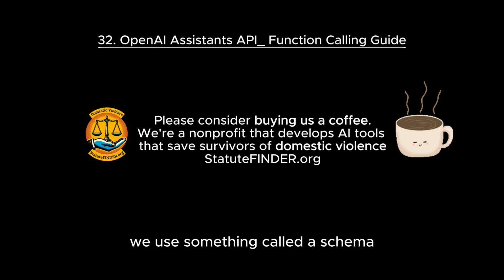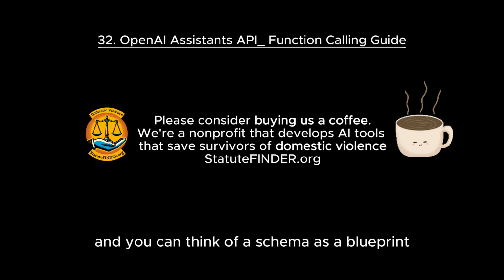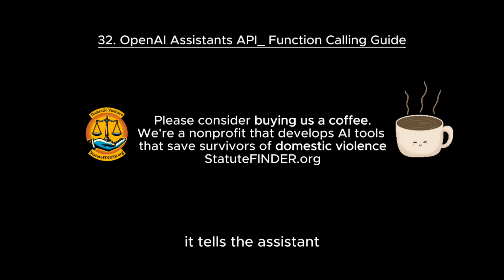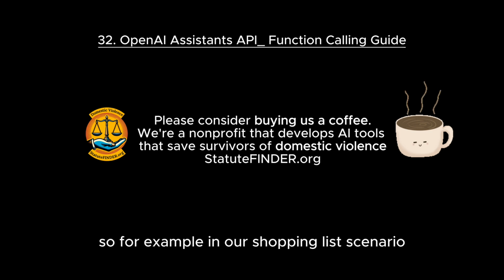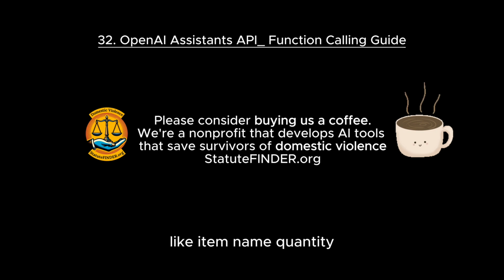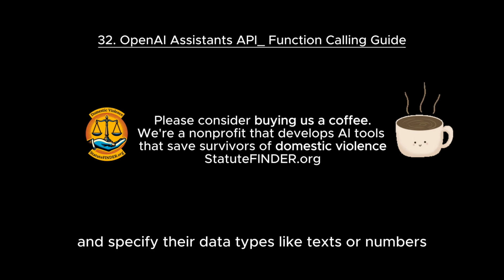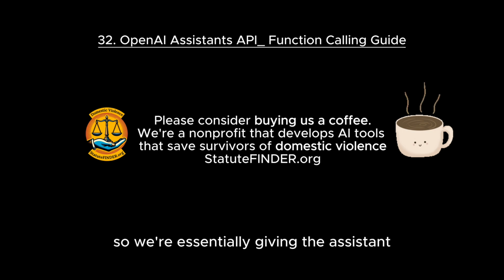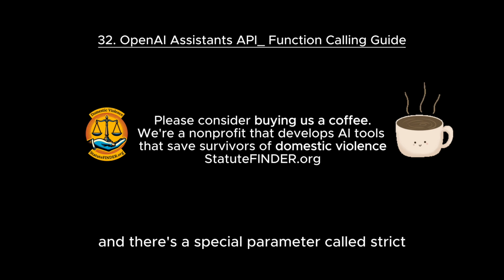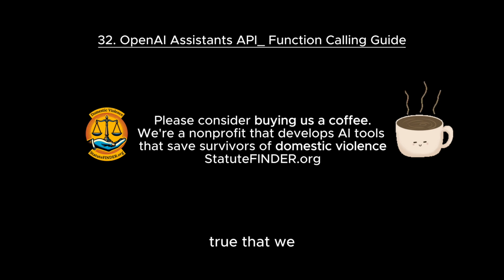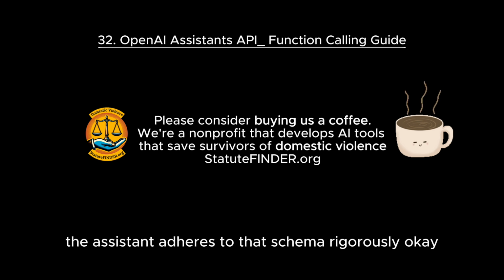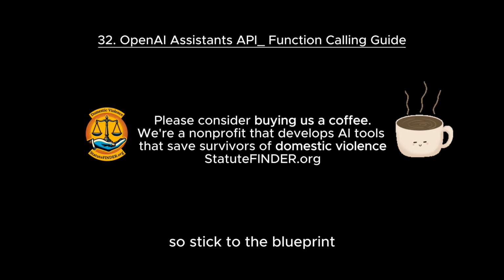We use something called a schema, and you can think of a schema as a blueprint for the information. It tells the assistant what kind of data we're expecting and how we want it to be structured. So, for example, in our shopping list scenario, we would define the fields we want, like item name, quantity, and category, and specify their data types like text or numbers. So we're essentially giving the assistant a template to follow. Exactly. And there's a special parameter called strict true that we can use to make sure that the assistant adheres to that schema rigorously. It's like saying, hey, I'm serious about this structure, so stick to the blueprint.